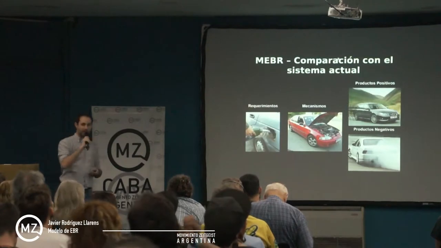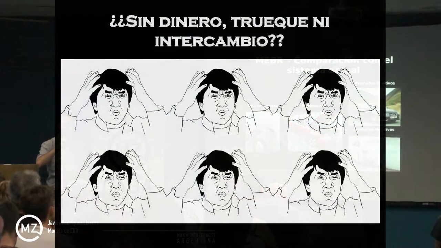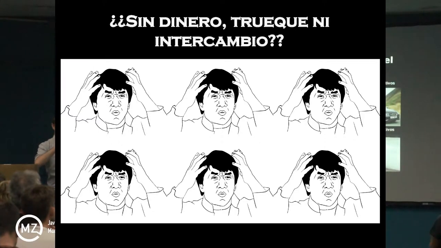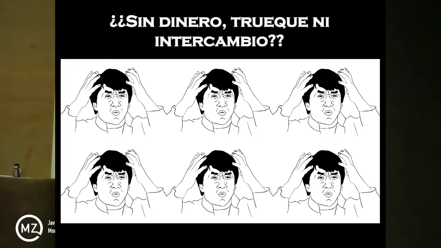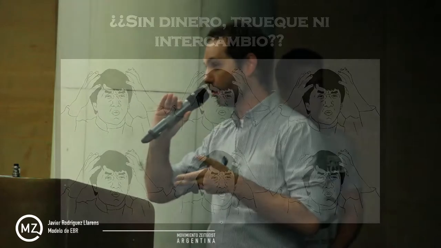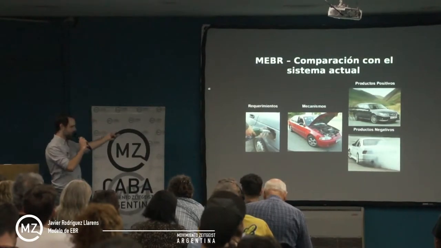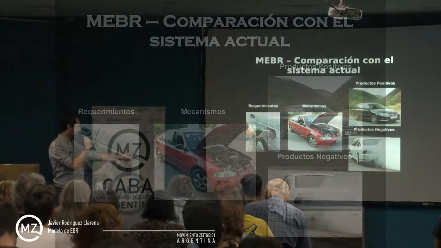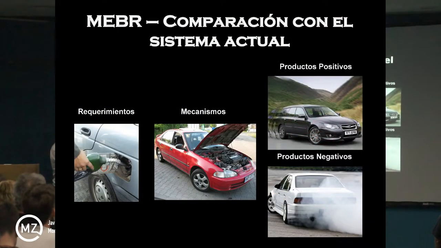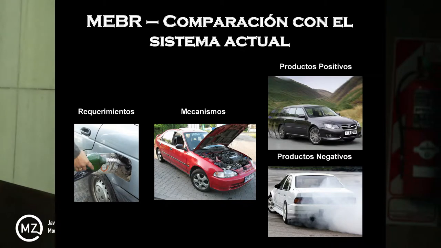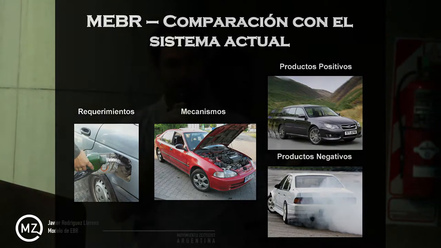In one of the old presentations I started giving in 2010, what we did was to present and compare a one-on-one comparison between the current monetary system and a resource-based economic model. And we did it comparing that with a car. So the car had certain requirements, particularly the gasoline, the gas, certain mechanisms, the engine. I've just discovered I can point at the screen with the pointer. And the car produces certain positive things like movement and, of course, negative things like gas, heat, emissions, etc., like a simplified model.